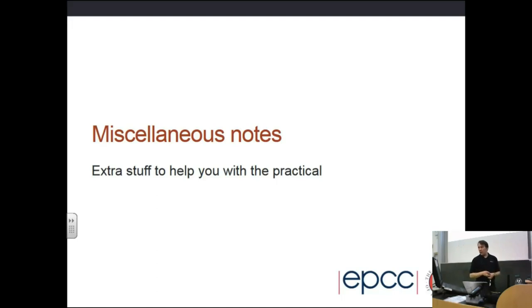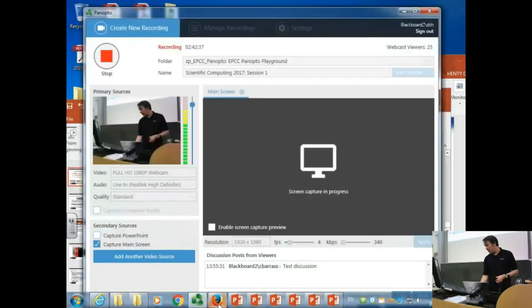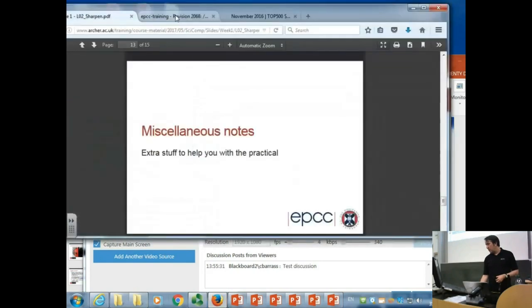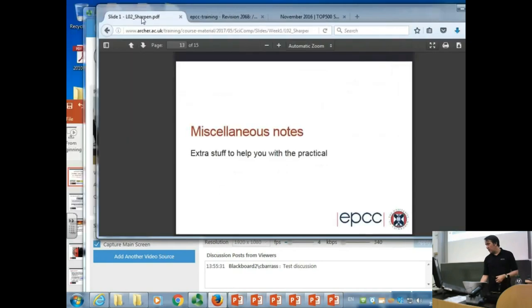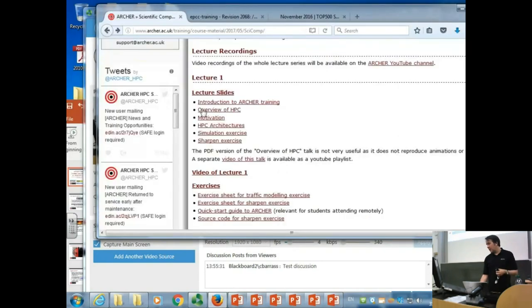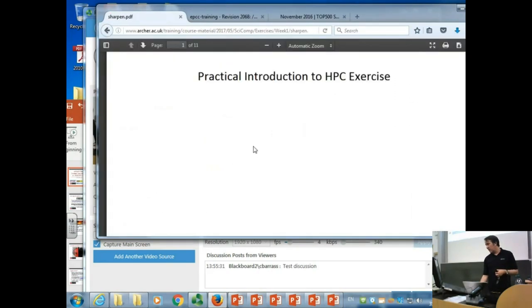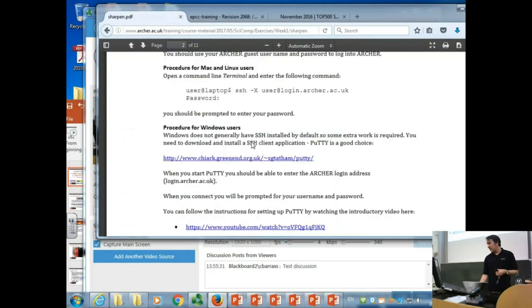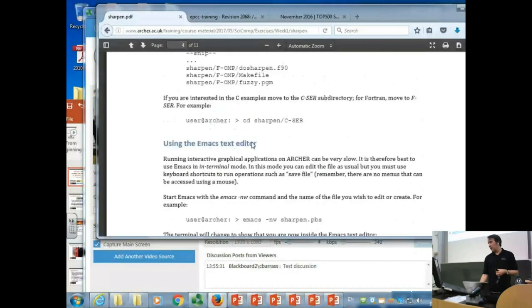So I won't go through the notes because you can look at them later. That's really all I want. This is just a couple of things explaining how things work. But the sheet goes through things in really gory detail. I apologize, it may be too much detail for this audience, because it really assumes that you might be a GUI Windows user. So the exercise sheet for the Sharpen exercise goes through gory details like how to run Emacs and stuff like that. So you can skip a lot of this if you're fairly familiar.